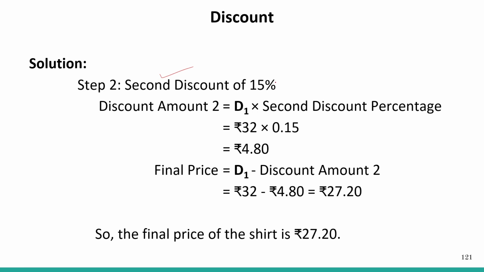So second discount of 15%. So discount amount 2 is equal to D1 into second discount percentage. So 32 into 0.15, that is equal to 4.80. So final price is equal to D1 minus discount amount 2, which is 32 minus 4.80. That is equal to 27.20. So the final price of the shirt will be 27.20 rupees.